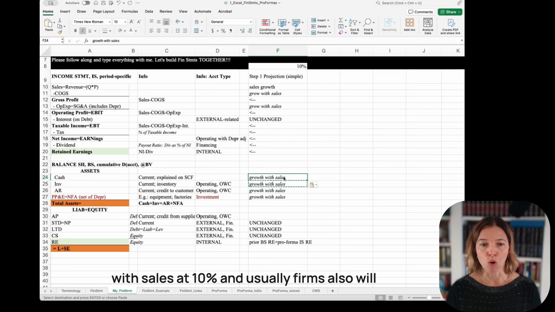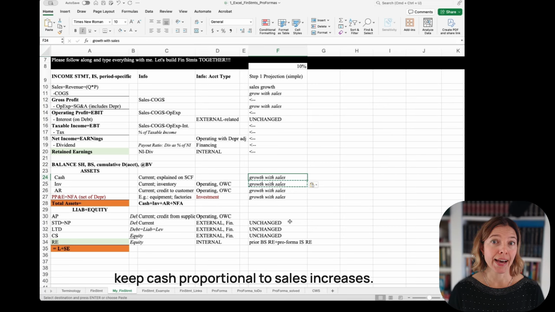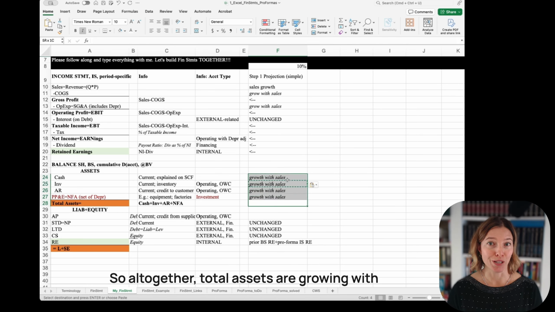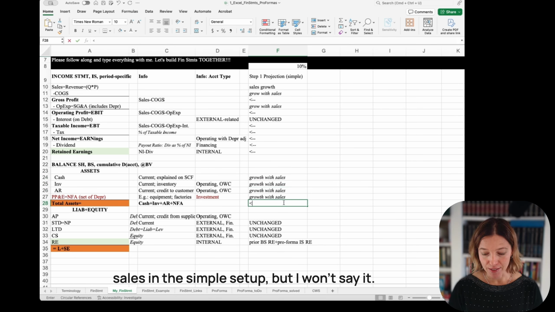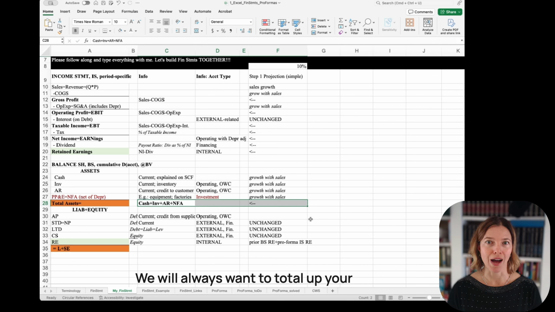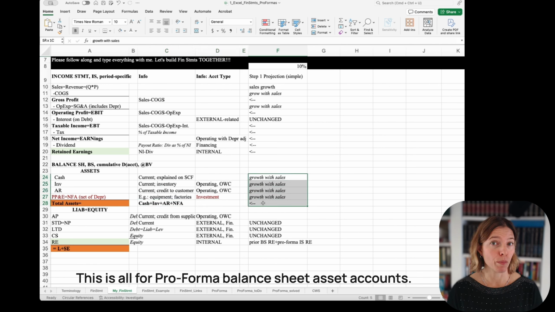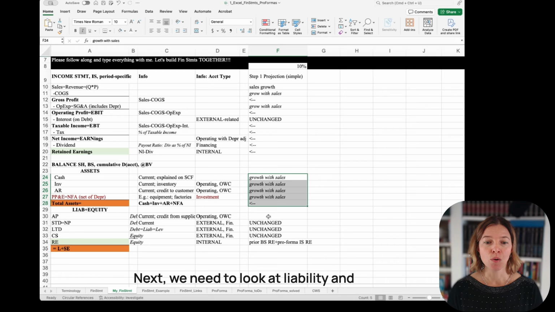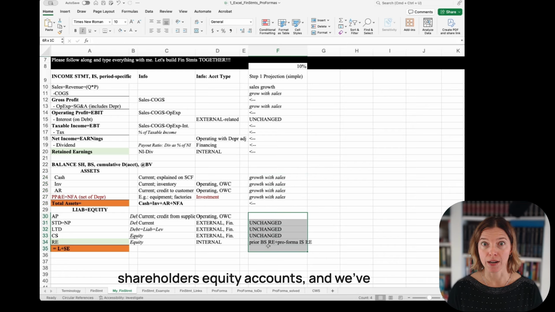And usually firms also will keep cash proportional to sales increases. So altogether, total assets are growing with sales in the simple setup. We will always want to total up your total assets across all asset accounts. This is all for pro forma balance sheet asset accounts. Next, we need to look at liability and shareholders' equity accounts.